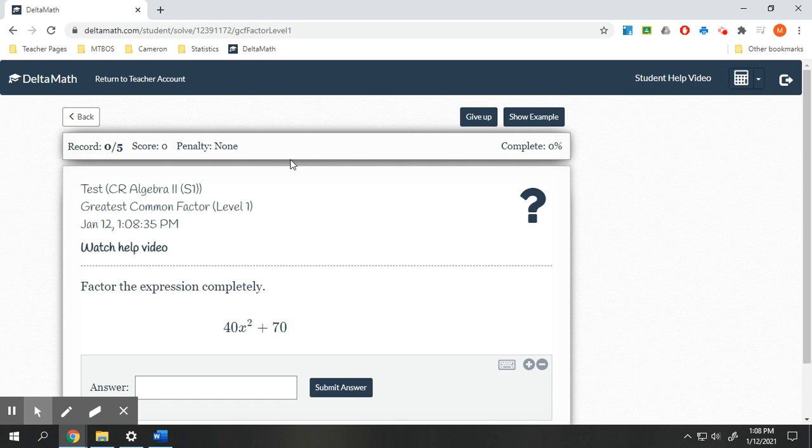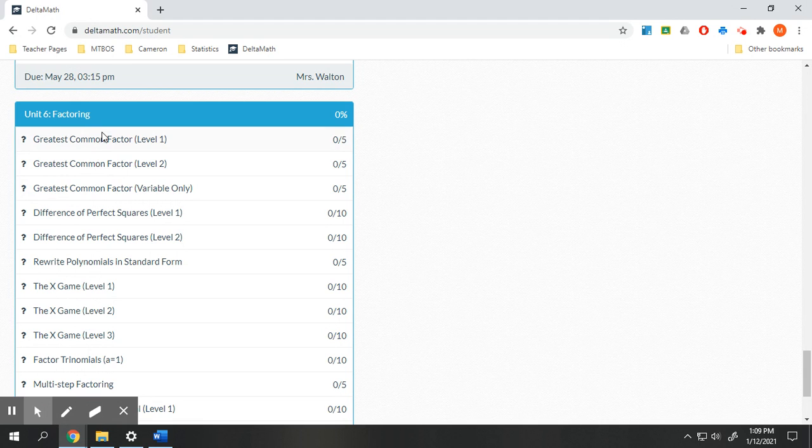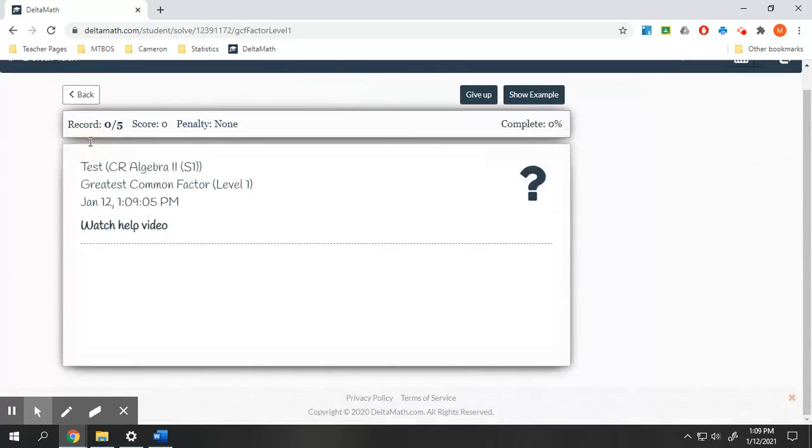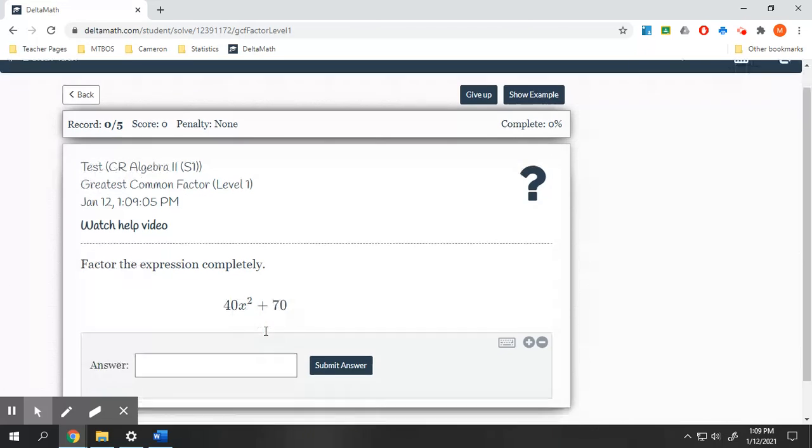Hello, this is an introduction to our factoring unit, our Unit 6 on factoring. And first thing we're going to talk about is greatest common factor. Now, just so you know, factoring is often known or thought of as the inverse of distribution. Instead of distributing terms, what I want to do is find something that this is divisible by.